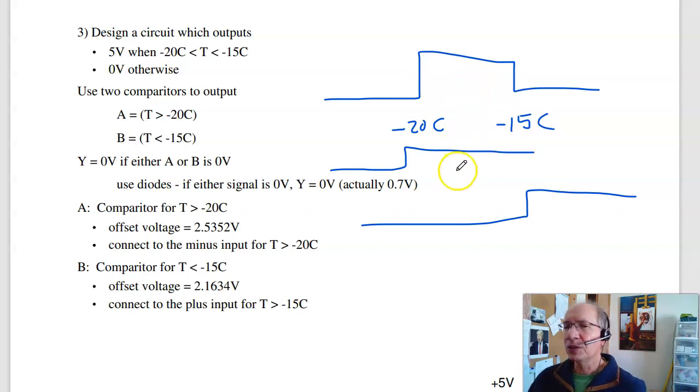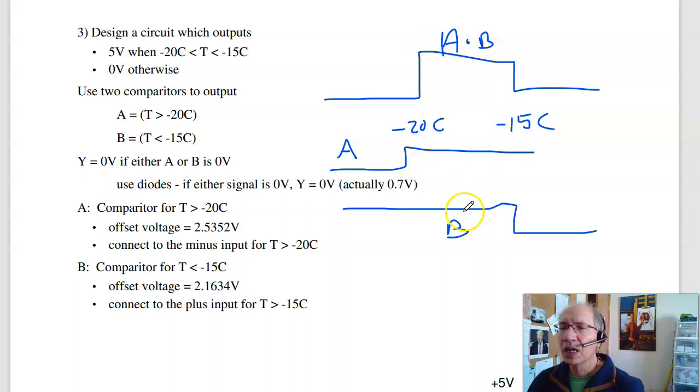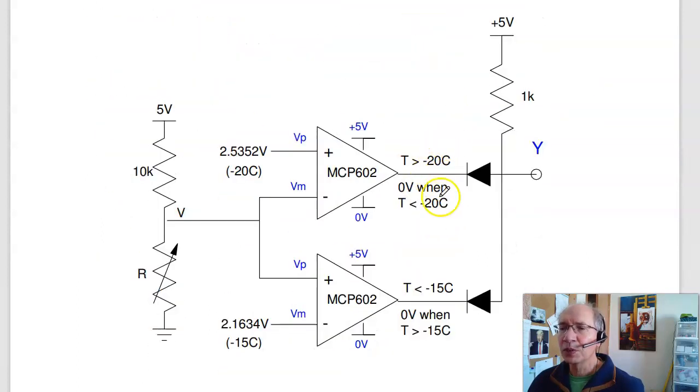You can also do that in hardware. This is a little bit trickier. What I'm going to do is actually have two types of logic. First one is temperature greater than -20, so this will be A. The second one is temperature less than -15, B. And the output is true for A and B. I'm then going to use an AND gate. One way to do an AND gate are diodes.